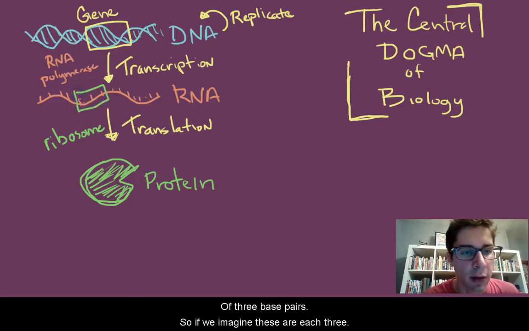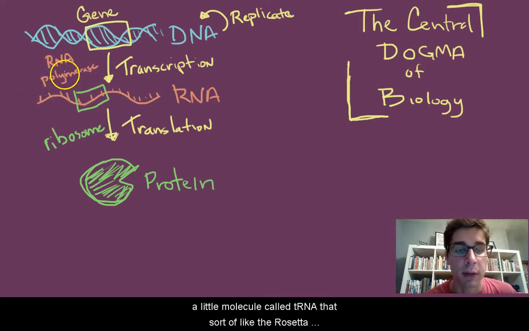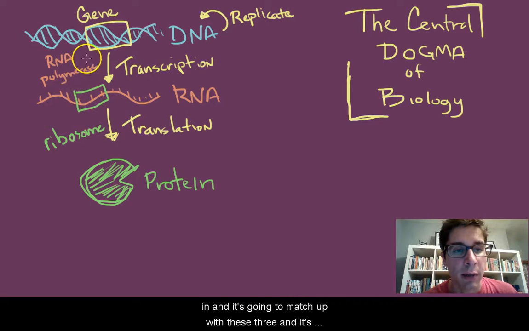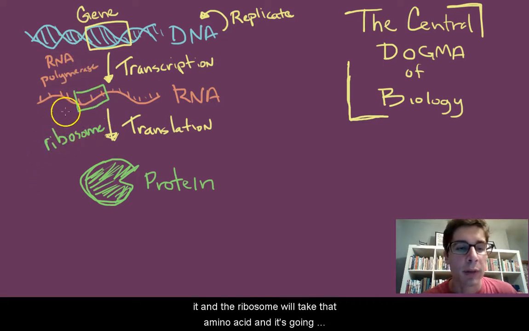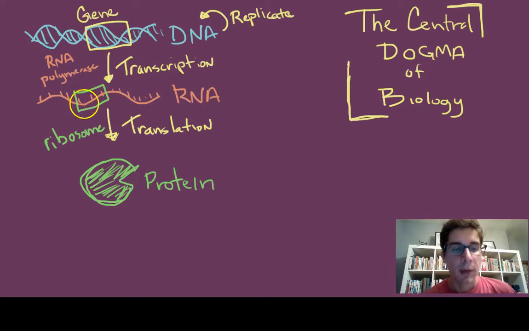If we imagine these are each three different bases, it's going to look at these three, and then there's going to be a little molecule called tRNA that's sort of like the Rosetta Stone of molecular biology, I guess. And it's going to come in and it's going to match up with these three, and it's going to have a corresponding amino acid on it. And the ribosome will take that amino acid and it's going to polymerize it through a dehydration reaction and make a longer polypeptide chain.